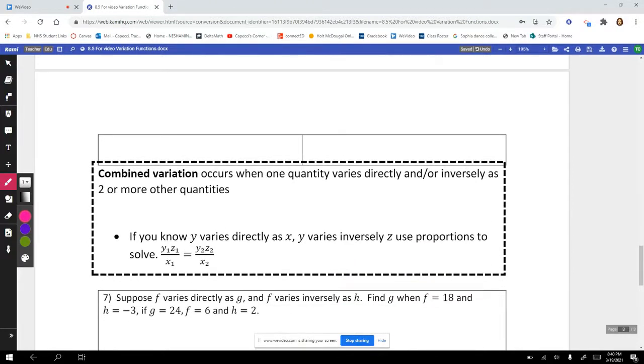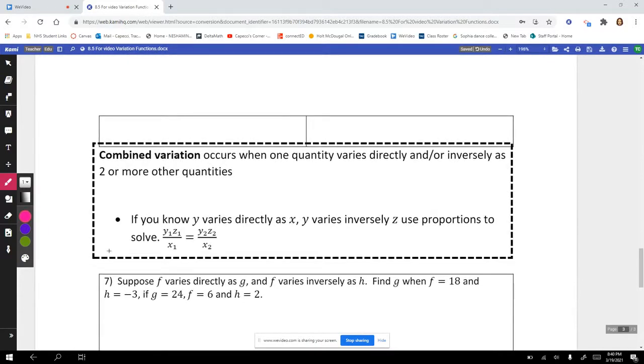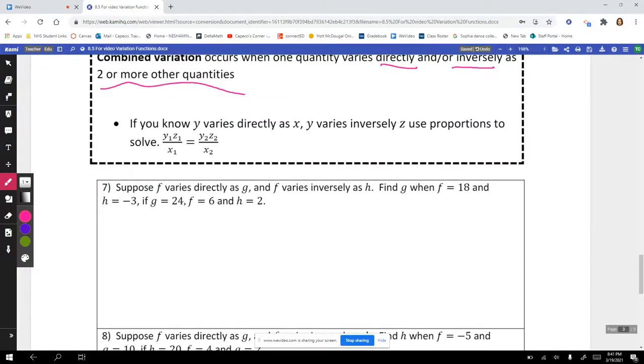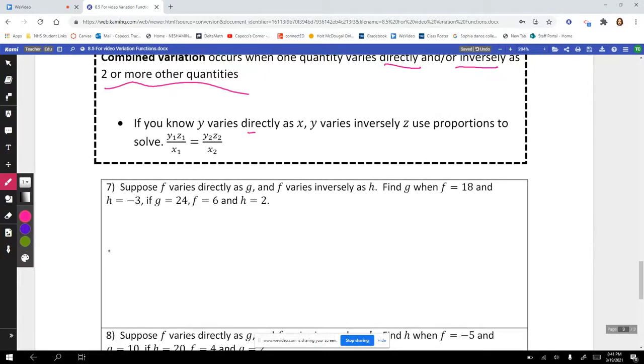Okay, last one for today. Combined variation occurs when one quantity varies directly and or inversely as two or more other quantities. So if you see, we're going to have the words varies directly and inversely. Now, directly, we know that's divide, right? We said the d's go together. And inversely means to multiply. So we'll use that as we go through each problem.